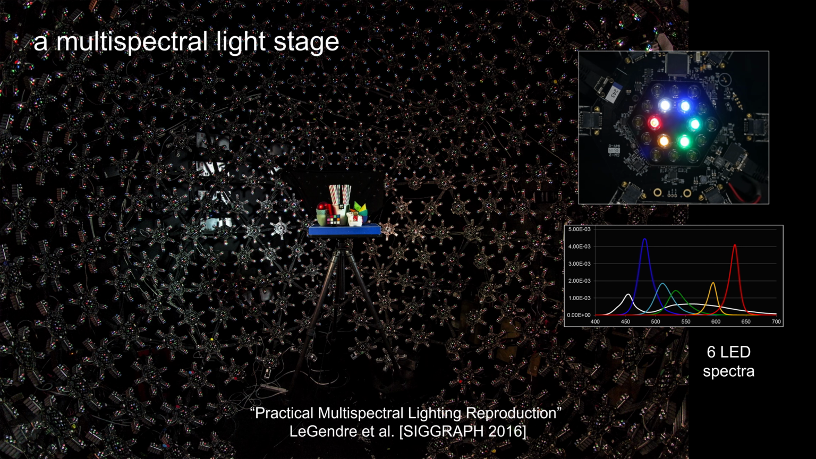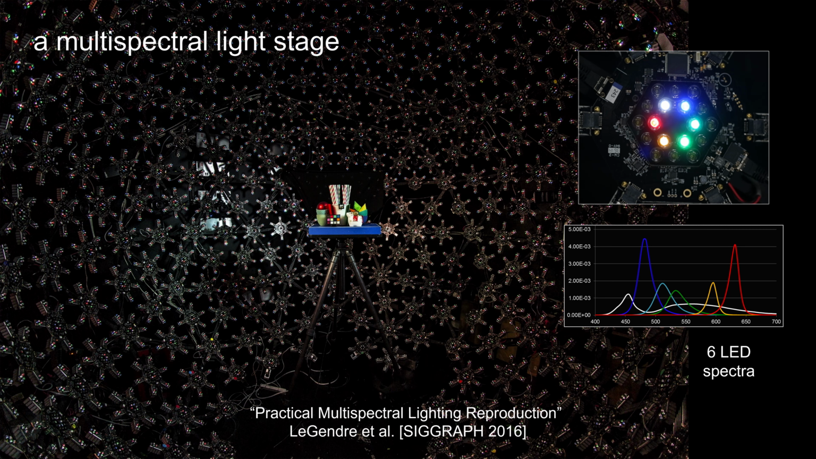So in addition to RGB, we added amber and cyan and a broad spectrum white to fill in these gaps. And using this approach, we were able to improve the color rendition when using these LED stages as a lighting instrument.